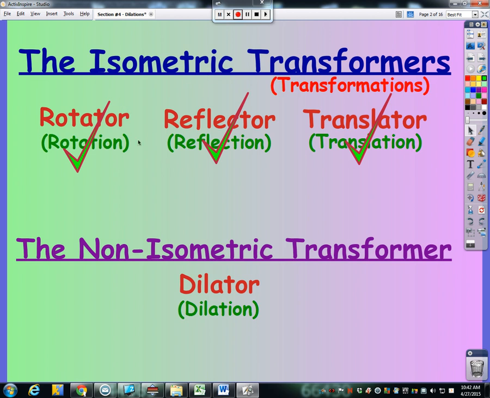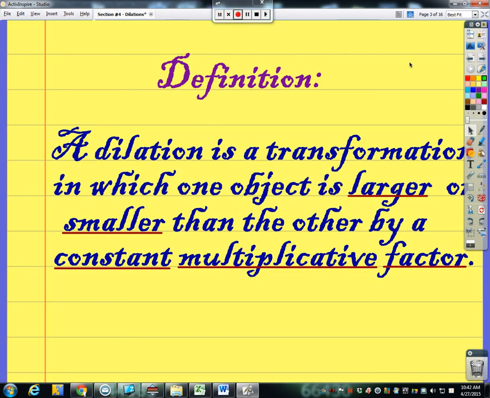So our isometric transformers are all congruent figures, and our non-isometric transformer, our dilator, will guarantee similarity, but not necessarily congruency. It could be congruent, but not always. So, the definition of what a dilation really is here.